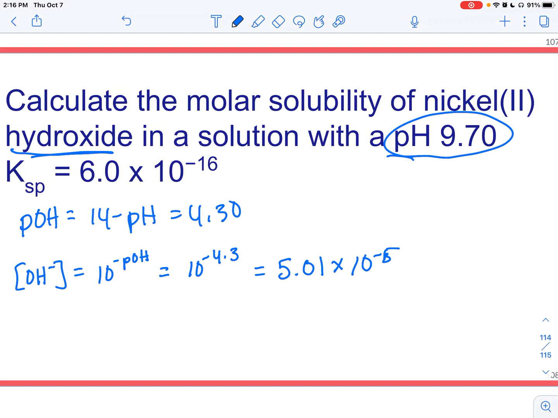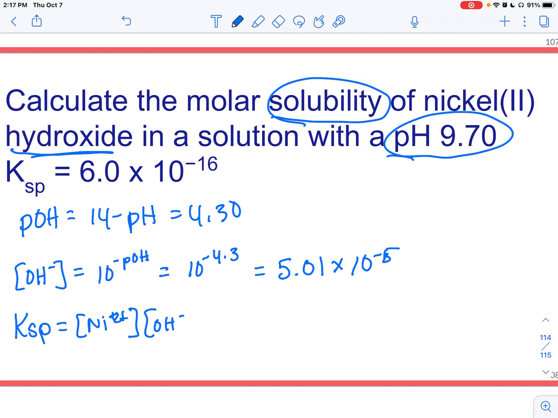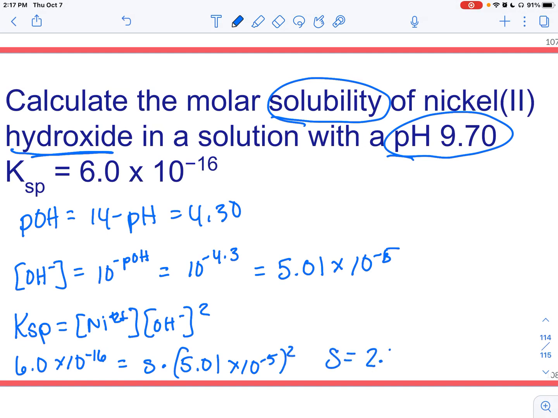So now we can plug that into our Ksp expression and look for the solubility. Okay, it says molar solubility, so that's nice. We don't have to do any conversions. We know Ksp will be this. And then we can just put S here for a nickel. And that's going to be our molar solubility because nickel and nickel(II) hydroxide have a 1-to-1 ratio. So then your molar solubility comes out to 2.39 times 10 to the negative 7 molar.